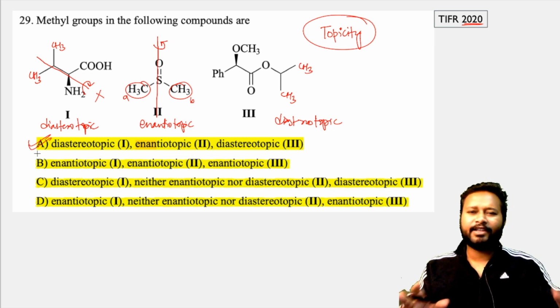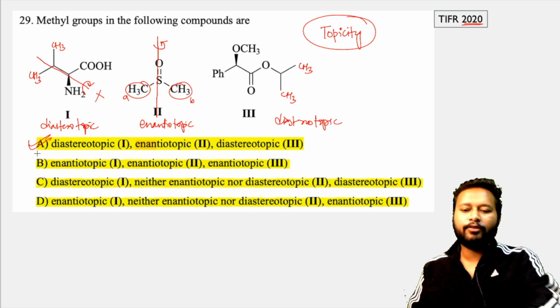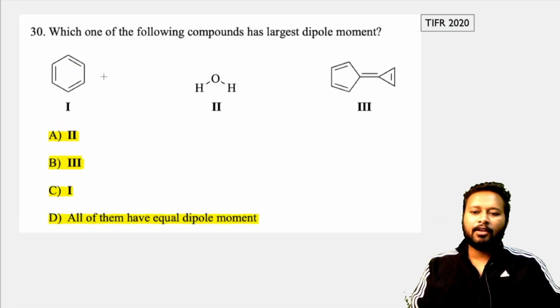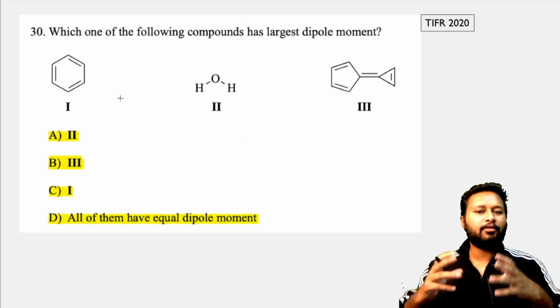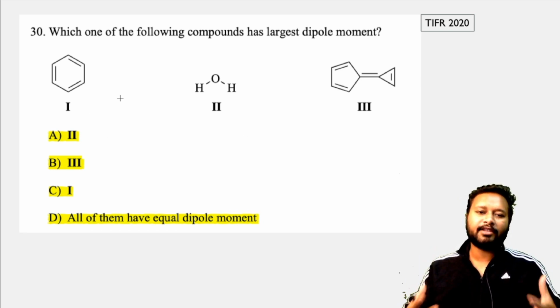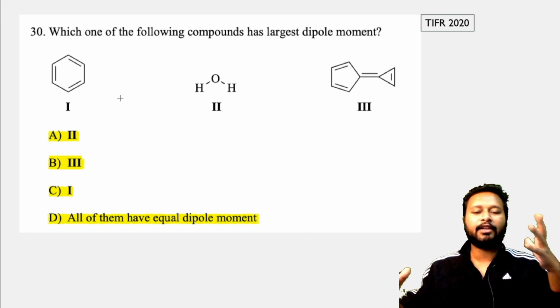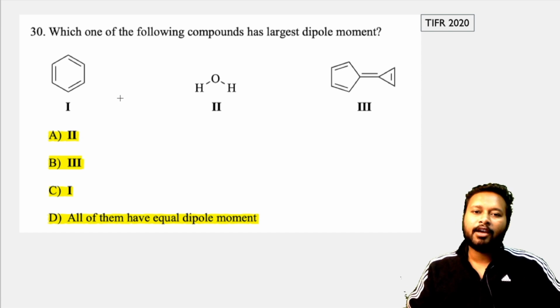All right, quite simple. Let's go for the next question then. Here the question says: which one of the following compounds has the largest dipole moment? This is again a very good question, and these types of questions are generally asked in CSIR NET also. How to identify dipole moment can be easily done. If there are two different charges separated by a certain distance, then that particular molecule will have the highest dipole moment.